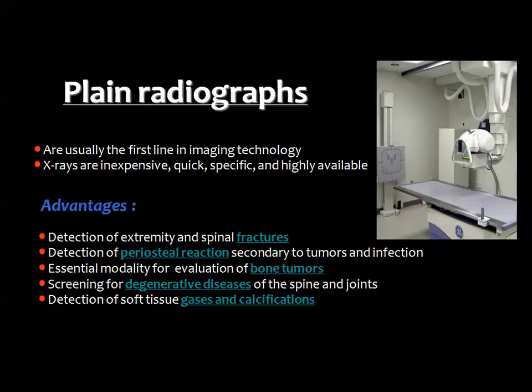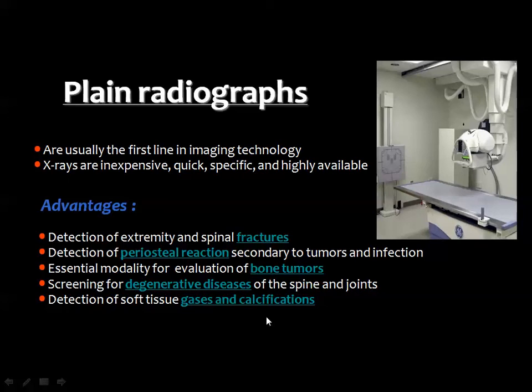And we have a rule in the radiology department or in the radiology practice: if you have a plain X-ray for the part examined by MRI or CT, it will facilitate much the interpretation of these techniques, including the CT and MRI. Then X-rays are very valuable in detection of fractures of the extremities and the spine.